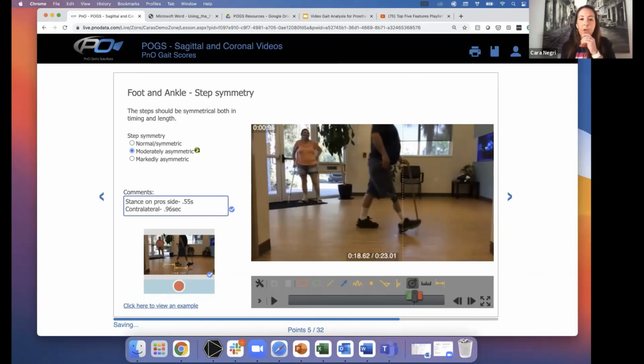So those are also things that we can use to formulate goals with the patient. So how are we going to work with the patient and the physical therapist to say, let's try to get these times a little bit more even.